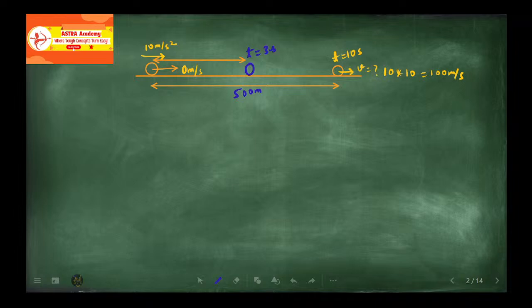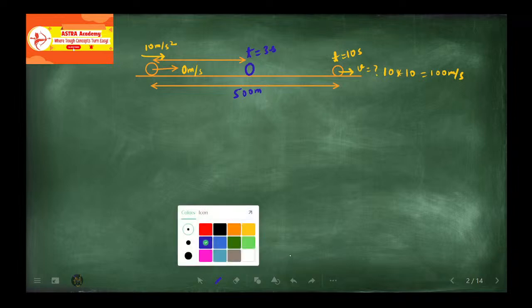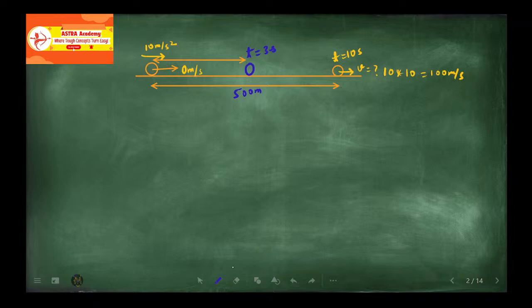Can you tell me the answer, everybody, please? Please give me the answer. 3 seconds. Give the answer fast. Please give the answer.